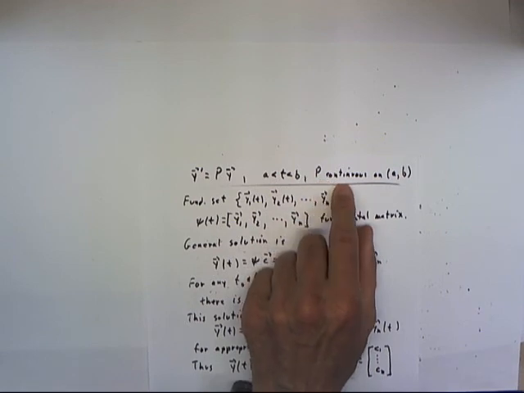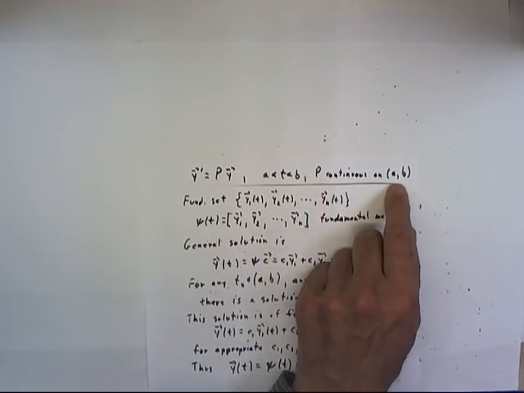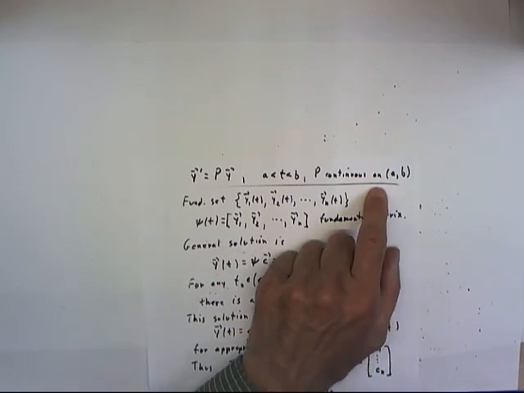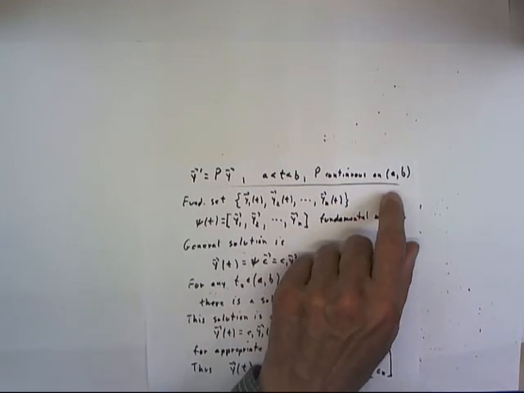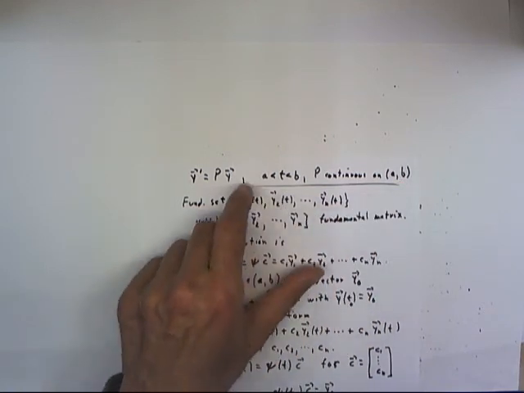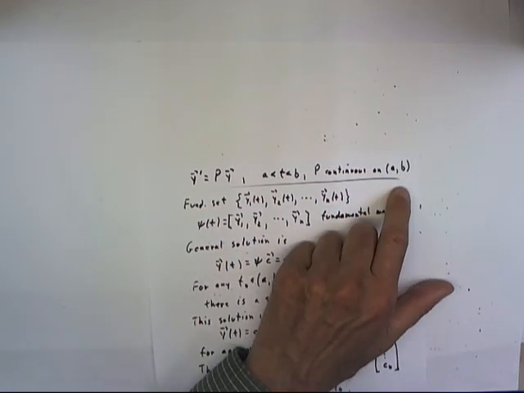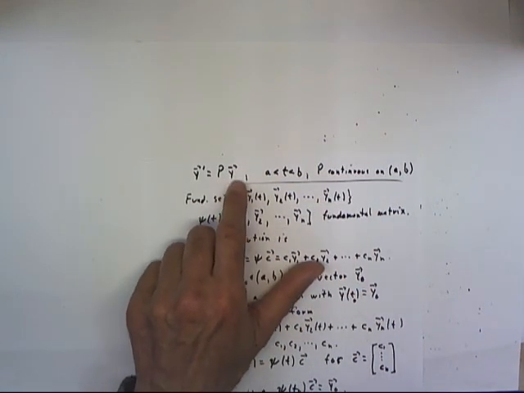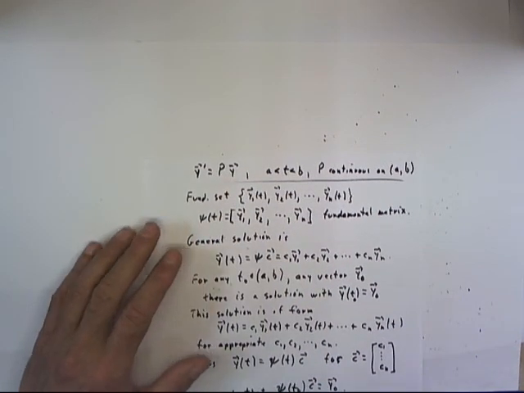The P matrix is continuous on the interval from a to b. As we've seen, this ensures that there is a solution for any initial condition we might specify. That is, for any t naught between a and b and any vector y naught, there is a solution such that y of t naught equals y naught.